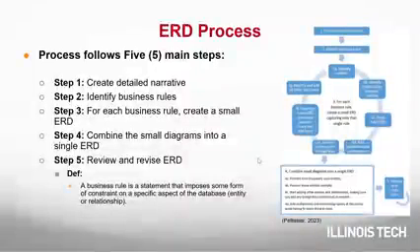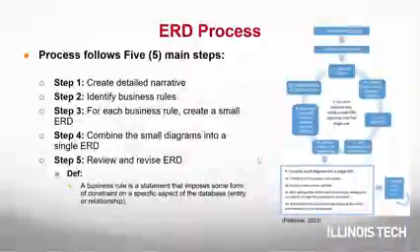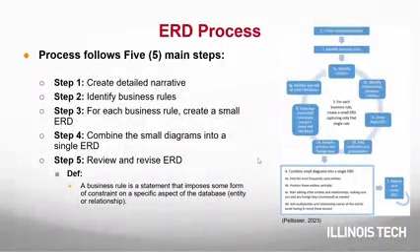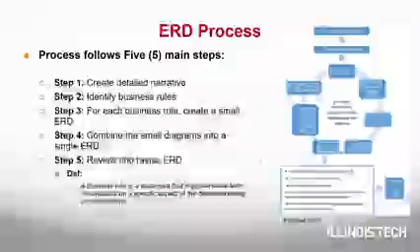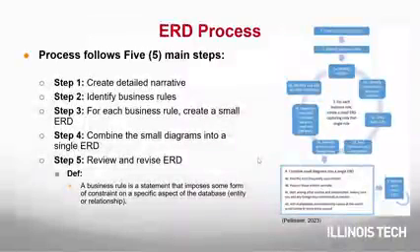The process follows 5 main steps. The first step being creating a detailed narrative. We pick this from the business environment, where we identify the business rules, and that takes us to the second step. Look at the business rules as a statement that imposes some sort of constraint on a specific aspect of a database. Could be on an entity or relationship.